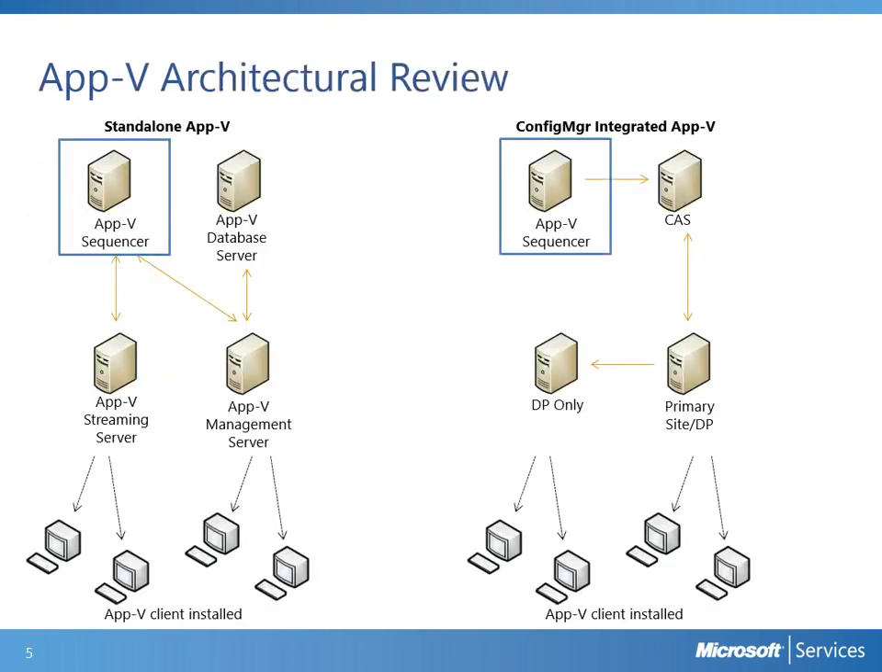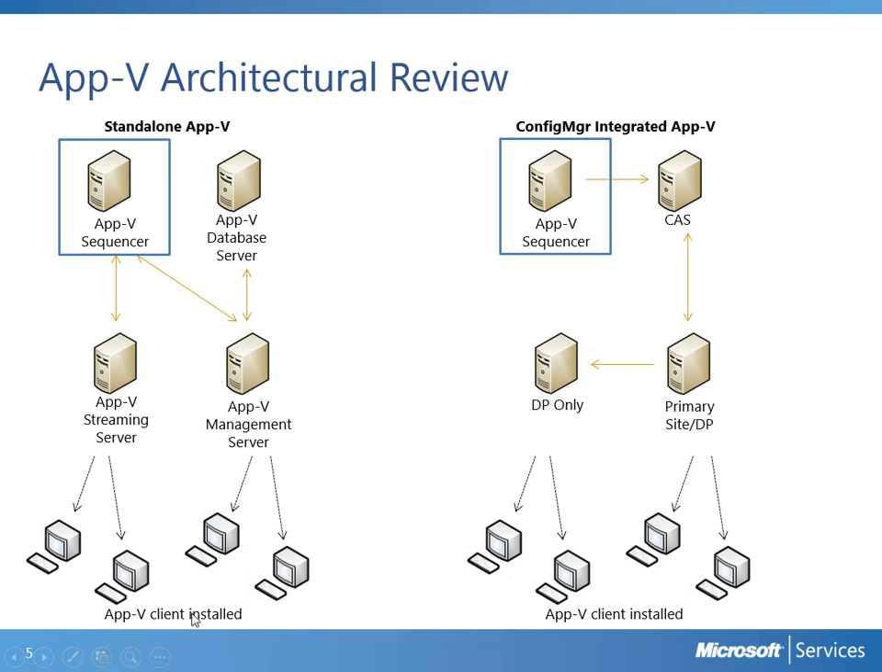All right. So before we get to that, just a quick reminder of the architecture differences between standalone AppV and Config Manager integrated AppV. You see I've drawn a blue box around the AppV sequencer because that is the piece we're really focused on today. All right, so standalone AppV, you certainly need the sequencer. The sequencer is the piece that helps us build virtual applications. In addition, in a standalone AppV environment, you're going to need a database server for the AppV database, and then you're going to need an AppV management server and likely a streaming server that are responsible for delivering the virtualized apps to the endpoint systems, the client systems, and those systems will need the AppV client installed.